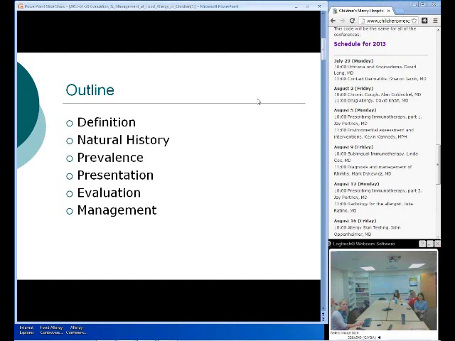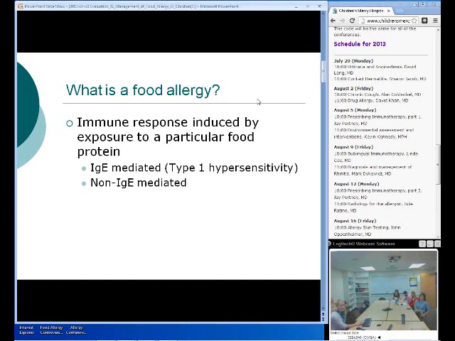So what is a food allergy? It's an immune response induced by exposure to a particular food protein, and so the protein is really the allergen or the antigen. There's an IgE-mediated response, or a type 1 immediate hypersensitivity reaction. There are also some non-IgE-mediated food allergies, for example celiac disease, or an atopic dermatitis that's flared by a milk allergy. That's as opposed to eating a peanut and within an hour having a cutaneous reaction. That's the IgE-mediated type 1 hypersensitivity that has the risk of progressing to anaphylaxis that we all think about.